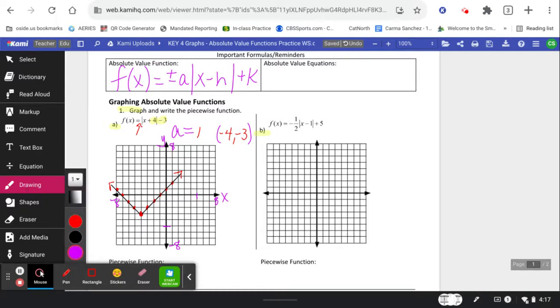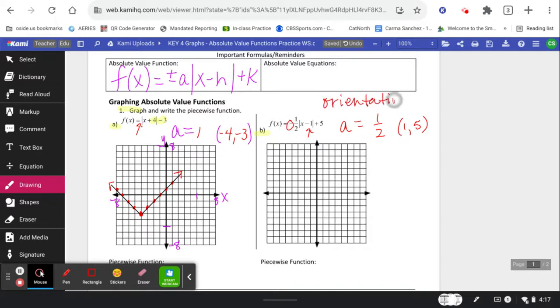Okay, moving on to the next one. We need to get our A and we need to get our vertex. A is 1/2. Vertex, notice it's a -1 in the equation. So it's a +1 in the vertex. Remember that that sign changes. And we've got a negative on this one. That means our orientation is down. It's going to be an upside down V graph.